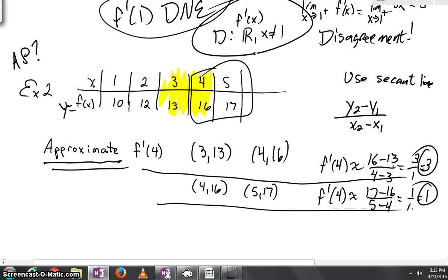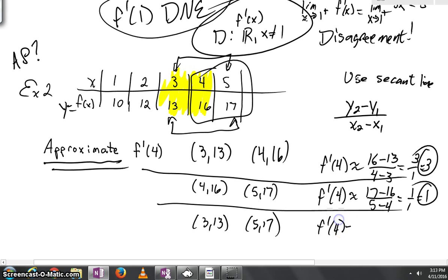Look, there's one final way that we could find a tangent line slope around 4 or approximate it, and that's symmetrical. Working with points around 4. Work with 3, 13 and 5, 17. And surprisingly, we will get 17 minus 13 all over 5 minus 3. Kids will say, well, wow, that's 4 over 2. I get 2. Yep. Any one of these would be valid. Any one of these would be a great approximation for f prime of 4.